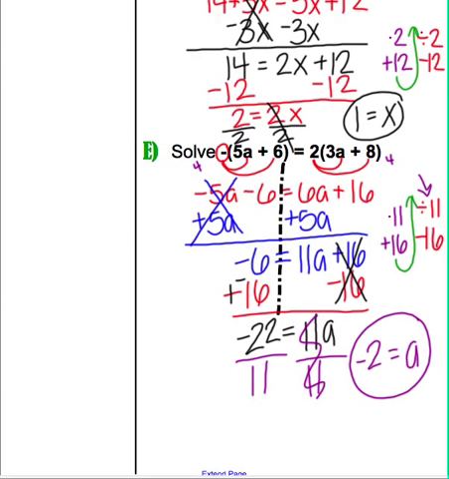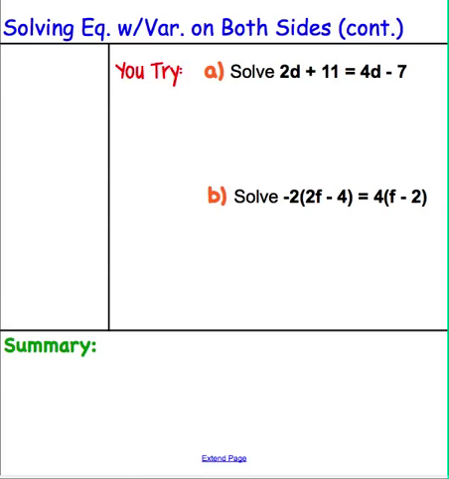To finish up, here are your two you-try-it problems. A is solve 2d plus 11 equal to 4d minus 7. And B is solve negative 2 times the quantity 2f minus 4 equal to 4 times the quantity f minus 2. Please solve these for class tomorrow, and please, please, please remember, if you have questions on any of these concepts at all, write them down so you can ask. And lastly, don't forget to write your summary.